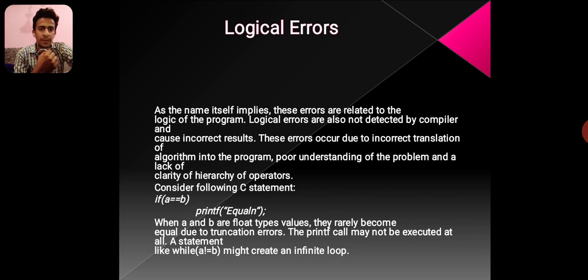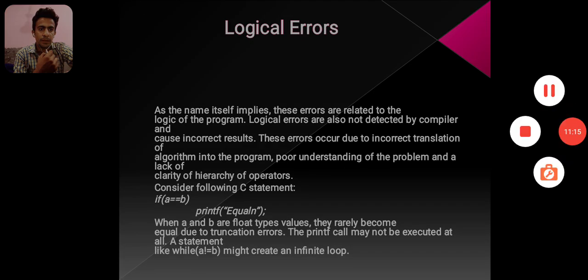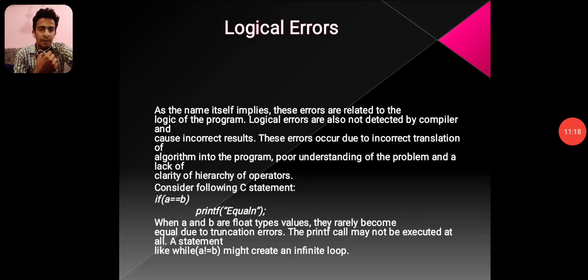Consider the following C statement: if A is equal to B, print equal. When A and B are float type values, they rarely become equal due to rounding errors. The print call may not be executed at all. A statement like while (a/b != 0) might create an infinite loop.